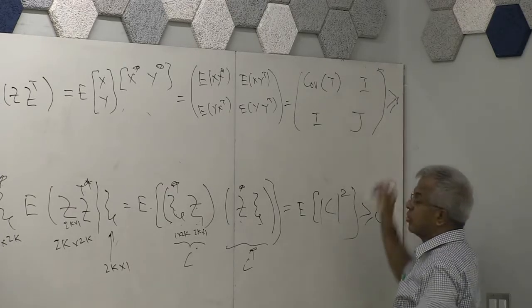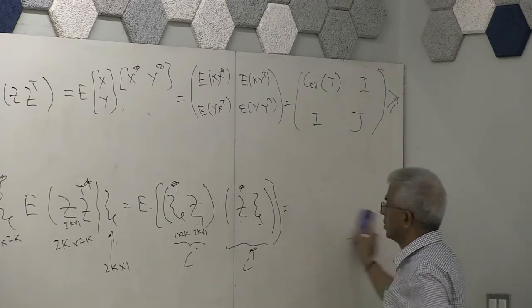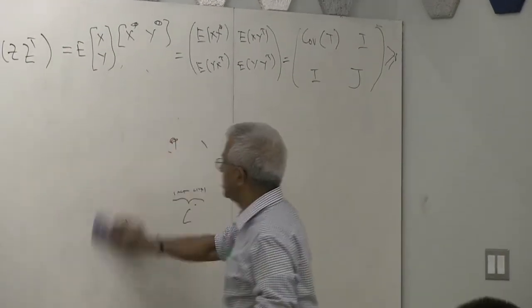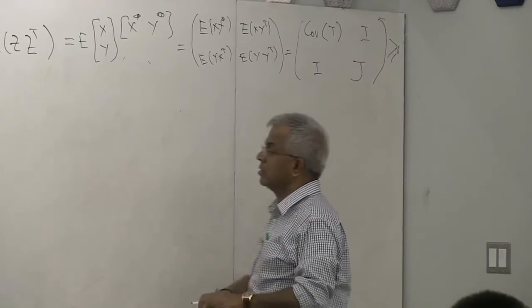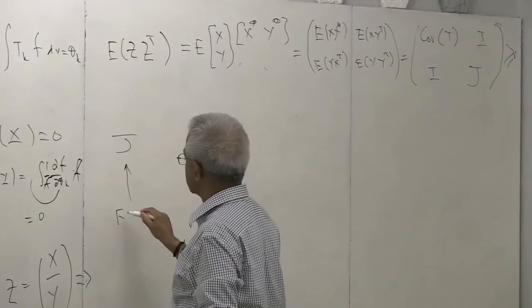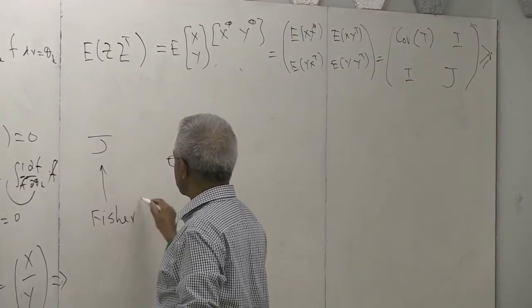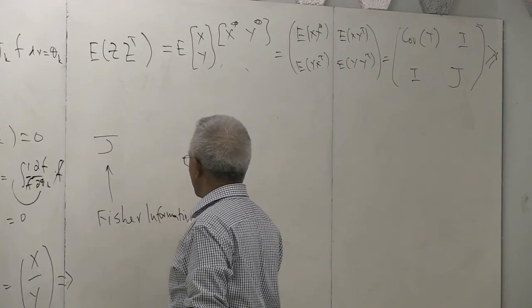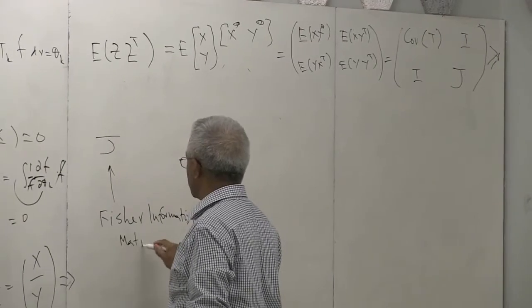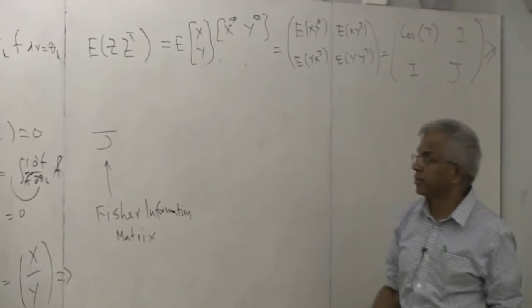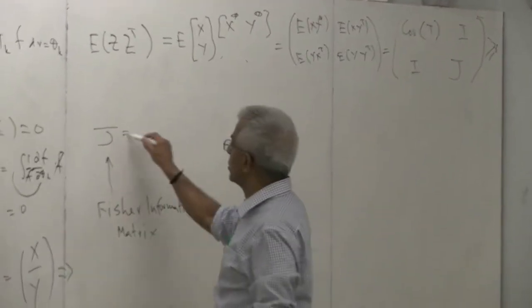We know that this is non-negative definite. So J is called the Fisher information matrix. Again, we went through this last time. Someone told me I went a little fast. So there is no harm in redoing this one more time.